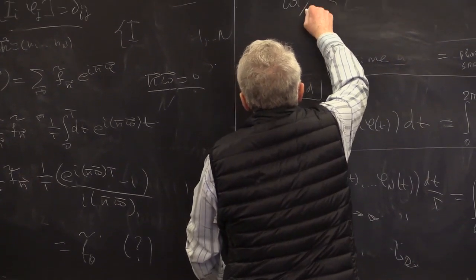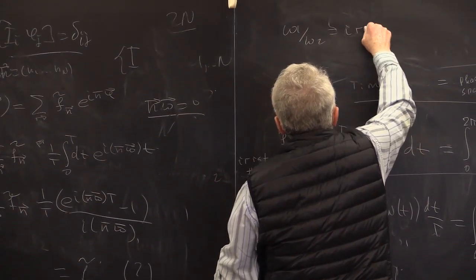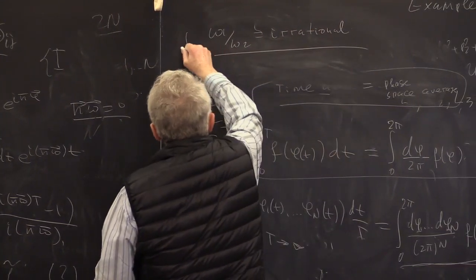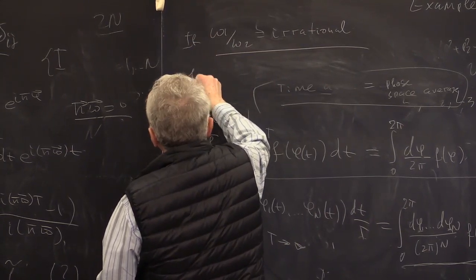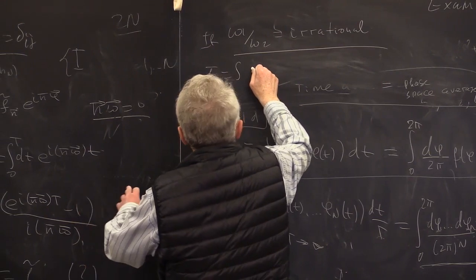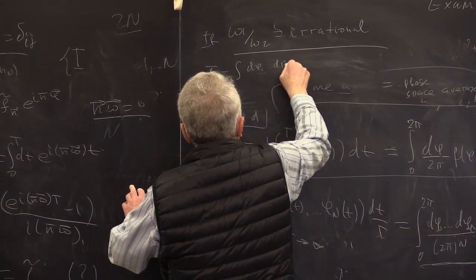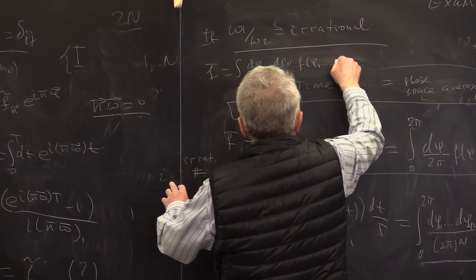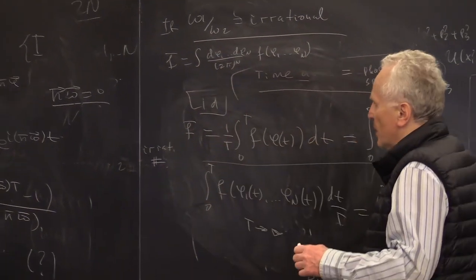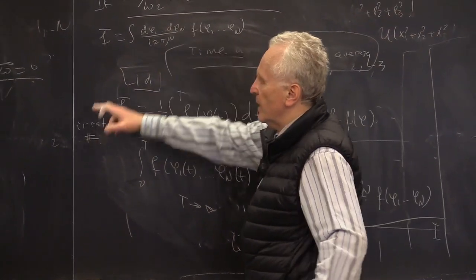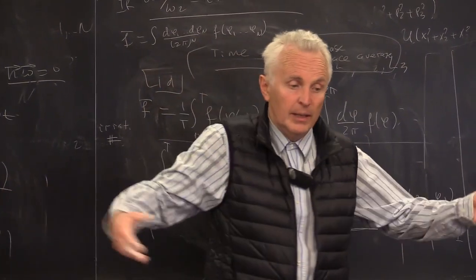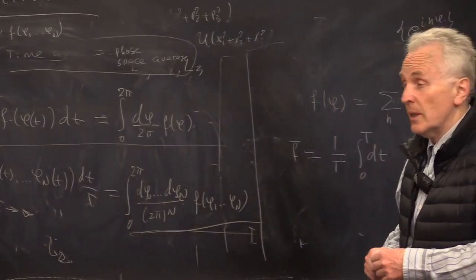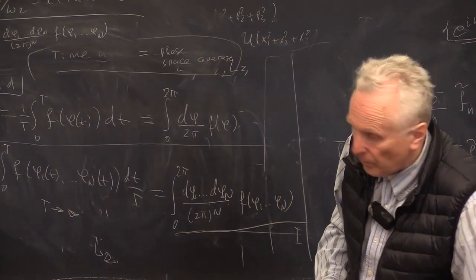If omega 1 divided by omega 2 is irrational, then the time average of f is just the integral d phi 1 through d phi n over 2 pi to the n of f of phi 1 through phi n. So it's just the average over the torus. If it is not irrational, then we have to pick up extra terms, and the ergodic theorem breaks down. It will not be the whole torus which is covered.